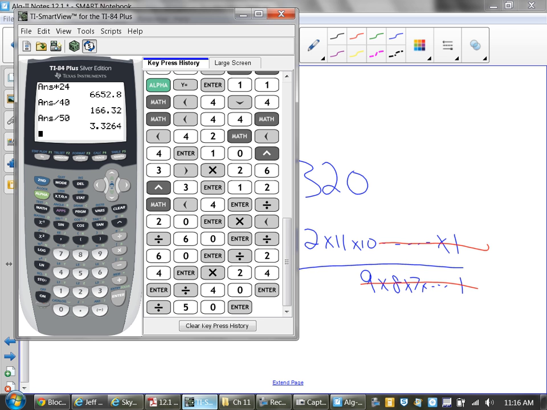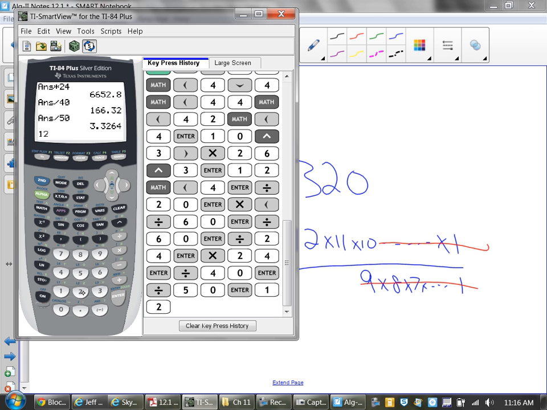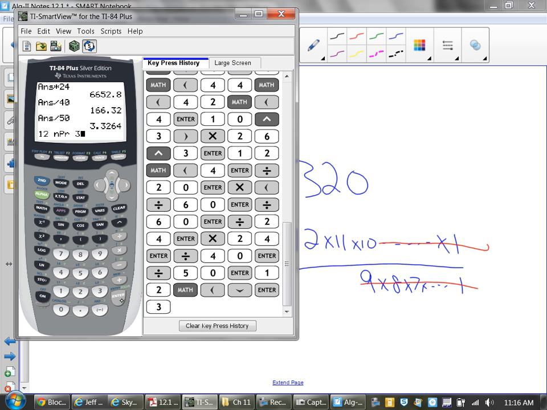What you do is you type 12, math, left, and then press 4. That was for factorial. It's nPr. It's the total number over how many you're picking. You're picking 3 out of the 12. So it's 12 permute 3.